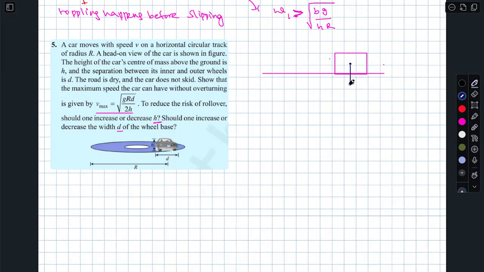Now you will have mg, and this distance is h by 2. Right. And this distance is d.